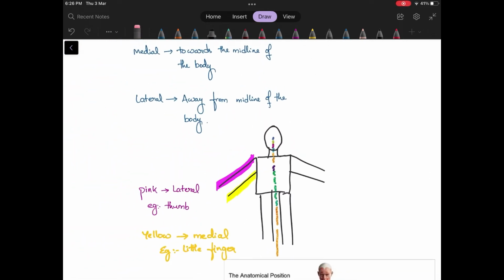Now, the terms medial and lateral. What is medial? Towards the midline of the body. If you assume this as a sketch of the anatomical position, this dotted line becomes the midline of the body. Whatever is towards the midline of the body becomes the medial region. Whatever is away from the midline of the body becomes the lateral.